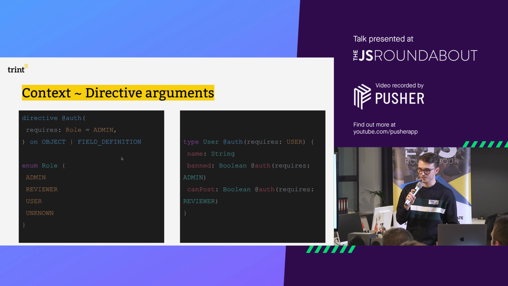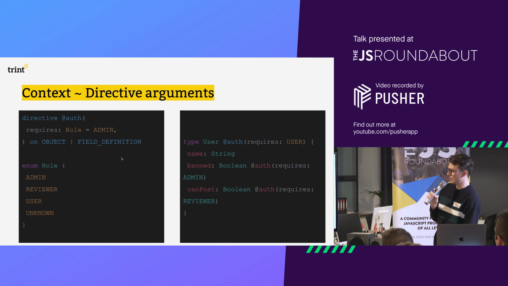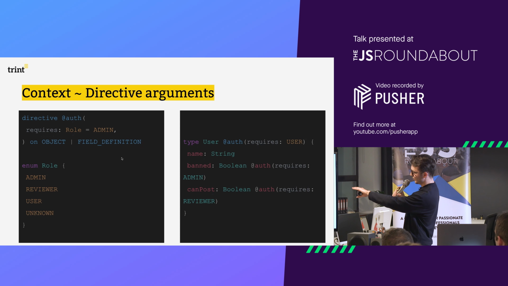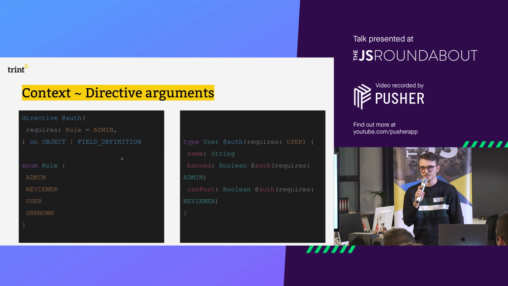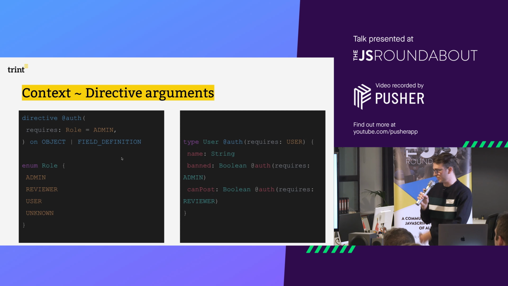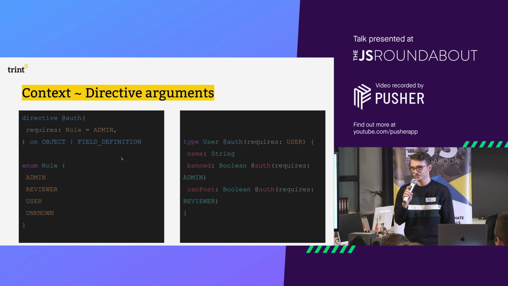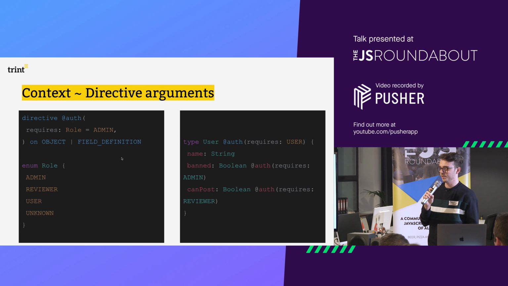But how do we get the context into that strategy from a directive? We make use of directive arguments. Very similar to before, but I've added a new line on the left, which is requires. It has to be of type Role, which is an enum: admin, user, it could be superuser, you can add all kinds of things in there. And then for the object User, if you want to access this, you have to have been authorized with the role user.